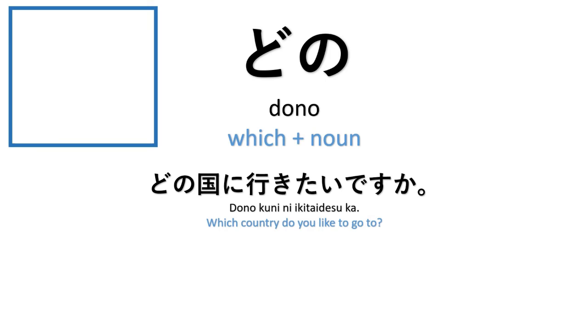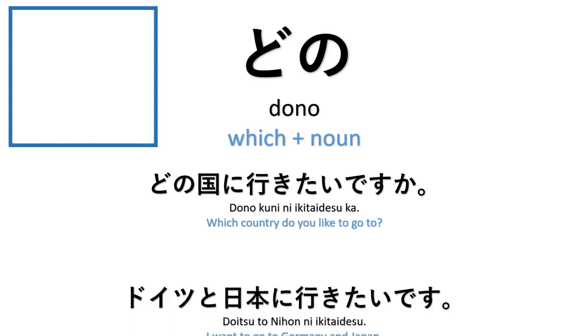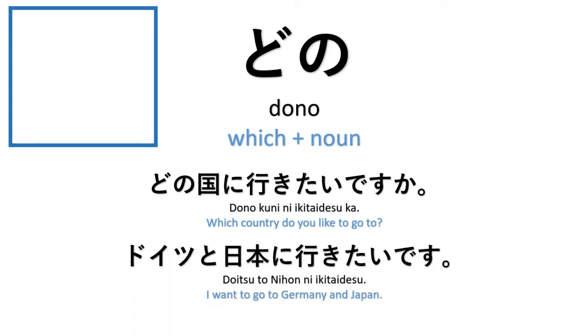Dono kuni ni ikitai desu ka? Which country do you like to go to? ドイツと日本に行きたいです。I want to go to Germany and Japan.